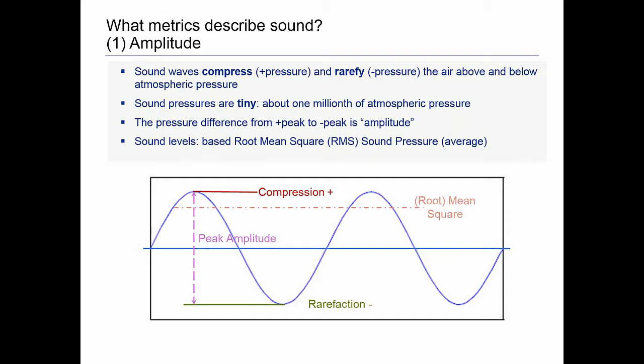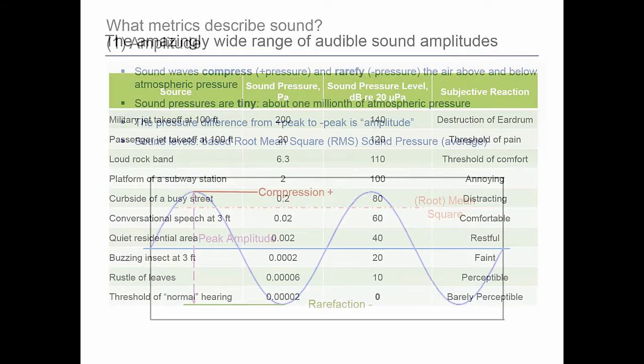When we talk about amplitude, we're talking about the difference in pressure from the highest peak to the lowest negative peak, or the rarefaction. When we ask what is a sound level, we're taking a root mean square sound pressure. That means an average pressure. So it's basically asking what's the average over time of this going above atmospheric pressure and going below atmospheric pressure. And that's how we get to a sound level.